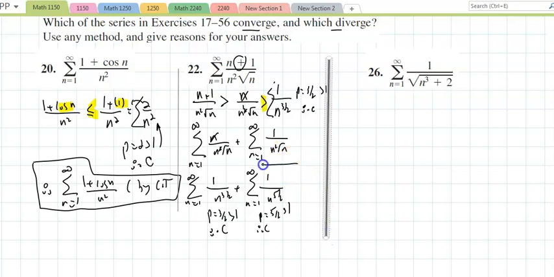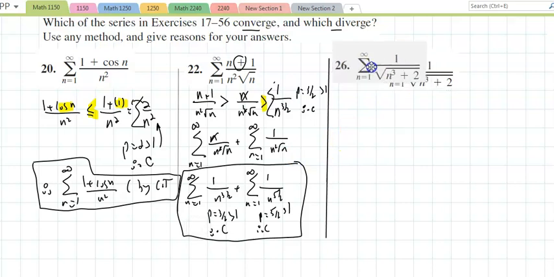So just make sure that you don't fall into thinking the comparison test works on everything. If there was one test that works on any series, they would have given it to you and called it a day. How about 26?